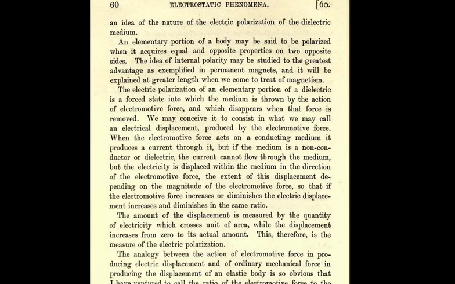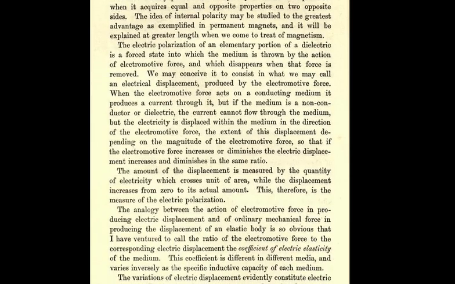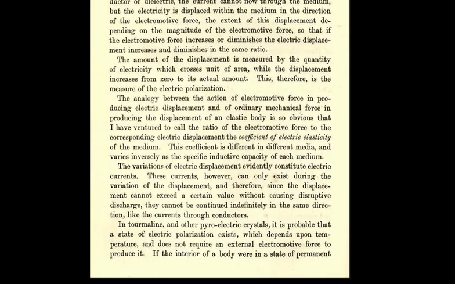The extent of this displacement depends on the magnitude of the electromotive force, so that if the electromotive force increases or diminishes, the electric displacement increases and diminishes in the same ratio. The amount of the displacement is measured by the quantity of electricity which crosses unit of area, while the displacement increases from 0 to its actual amount. This, therefore, is the measure of the electric polarization.